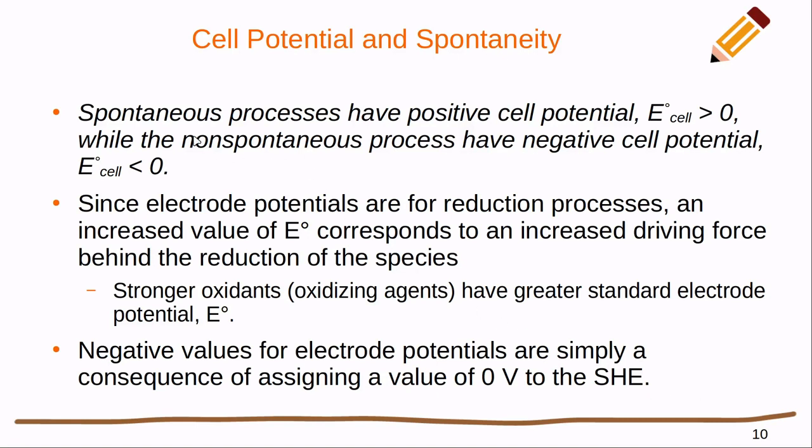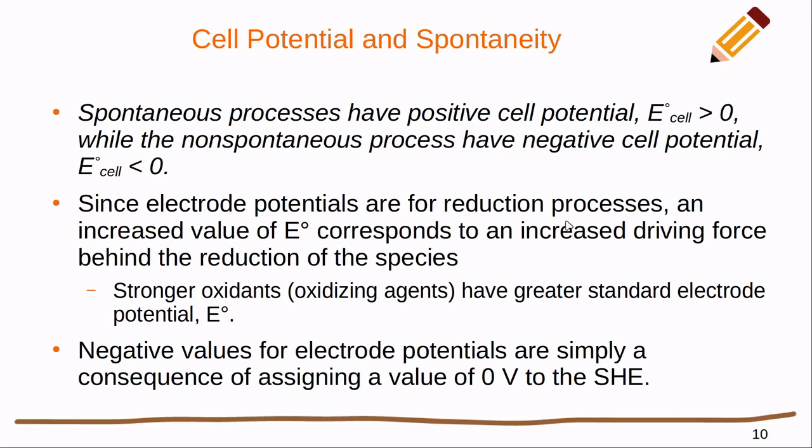Now, we've seen that these standard potentials, as we measured them, could be either positive or negative. So I could have a positive E cell or I could have a negative E cell. Spontaneous processes are going to have a positive cell potential. Non-spontaneous processes are going to have a negative cell potential.